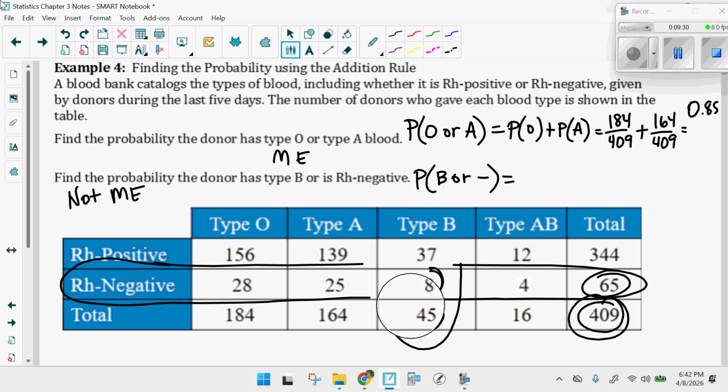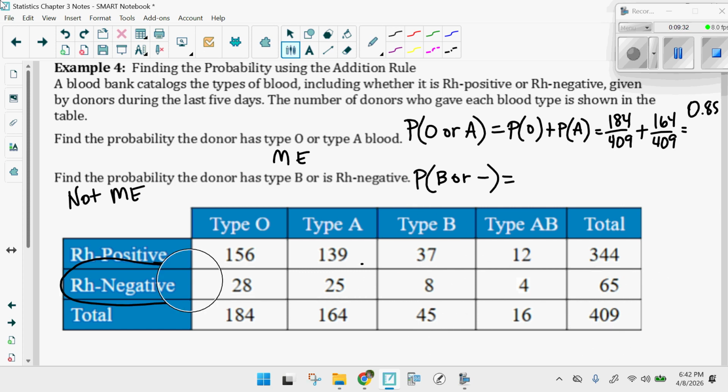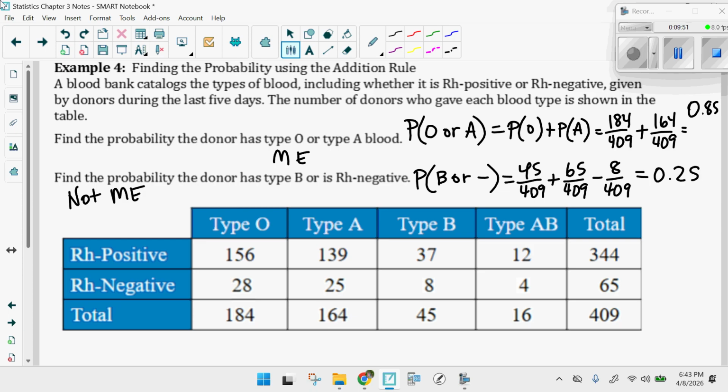So when I calculate my probability, I'll have 45 out of 409 plus 65 out of 409 minus 8 out of 409, because I don't want to count that twice. And that's going to leave me with 102 out of 409, which is about 25%.